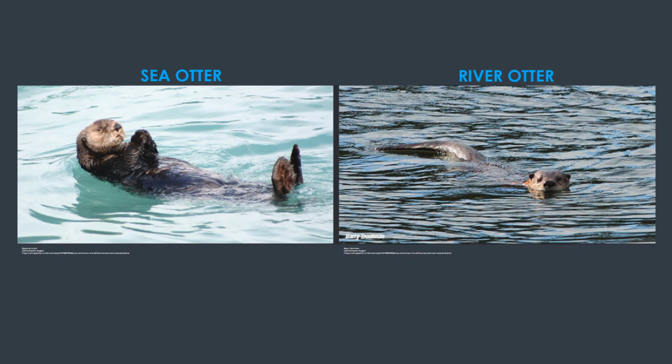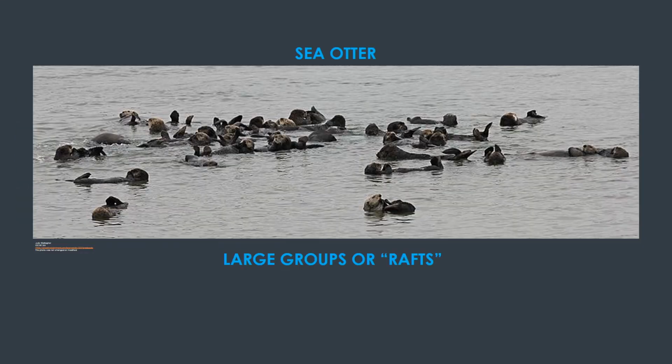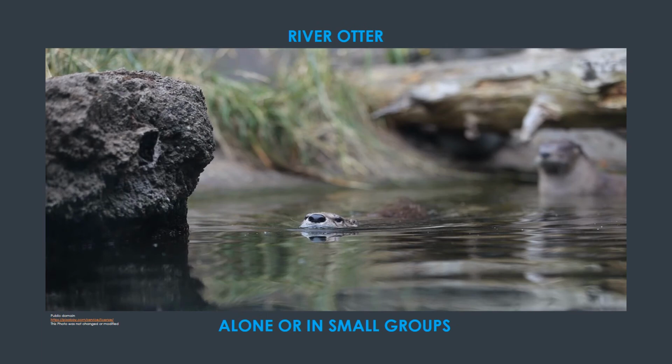Sea otters and river otters are distinguished from each other primarily by their behavior in the water. Sea otters float on their backs, bellies up, often showing their back feet and tails. River otters swim with their bellies down and maintain a low profile in the water. Sea otters are often found in large groups or rafts, whereas river otters are usually found alone or in groups of just a few individuals.